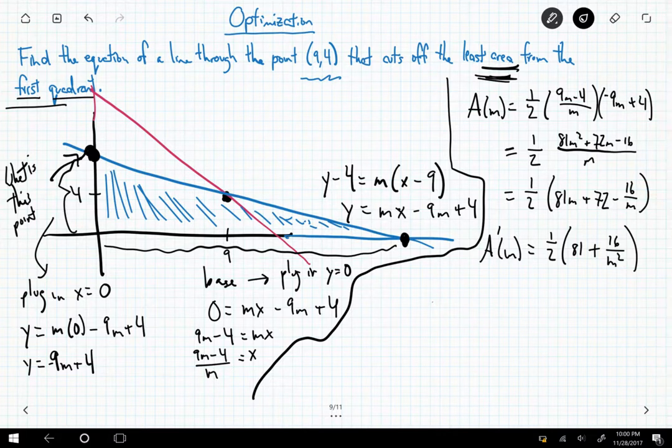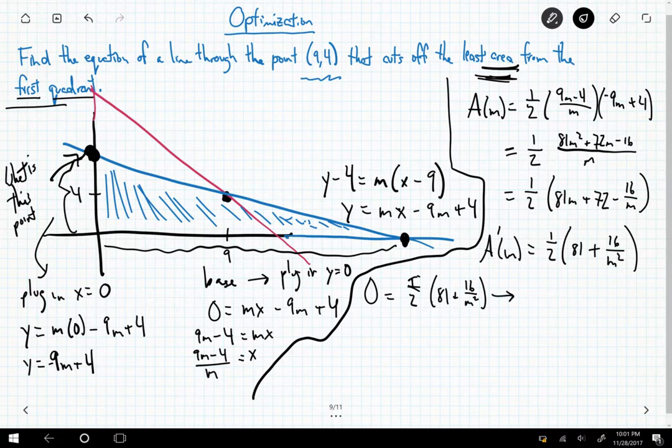Okay, so now what do we do with that derivative? Well, we set this whole thing equal to 0, so 0 equals 1/2 times 81 plus 16 over m squared. Notice the 1/2 doesn't make any difference whatsoever. You can multiply both sides by 2, and that gets rid of it. And so what we have then, subtract 81 over to the other side, you get negative 81 equals 16 over m squared. Multiply both sides by m squared.